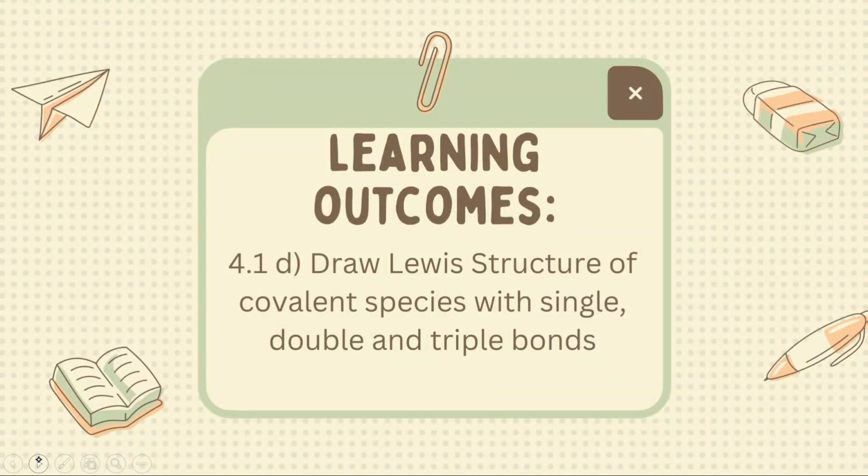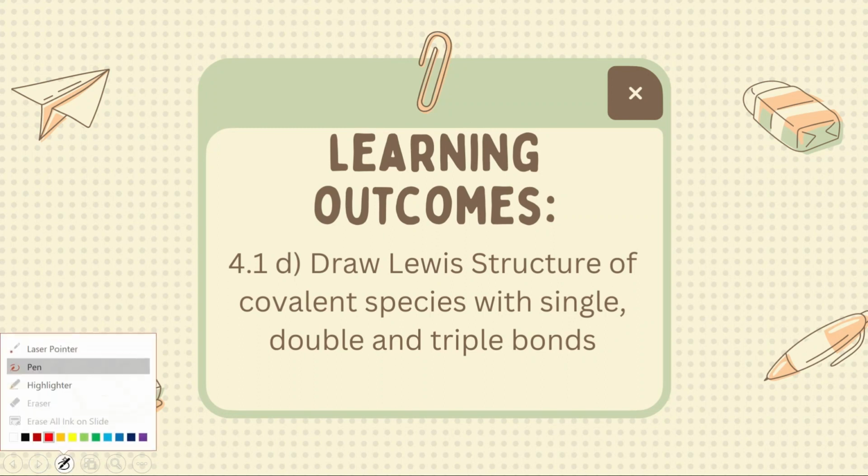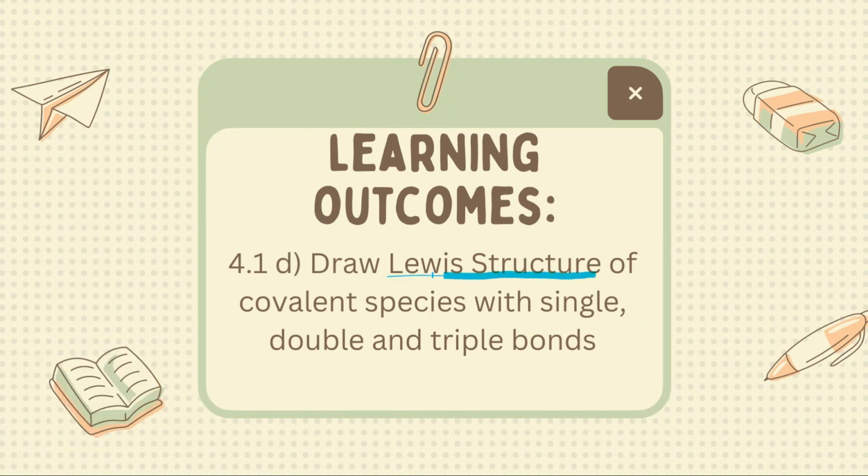Today we are going to continue our lesson on chemical bonding 4.1, Lewis structure. At the end of this lesson, you should be able to draw the Lewis structure of covalent species with single, double, and triple bonds.